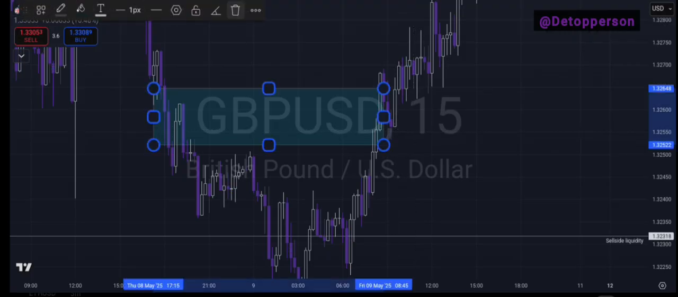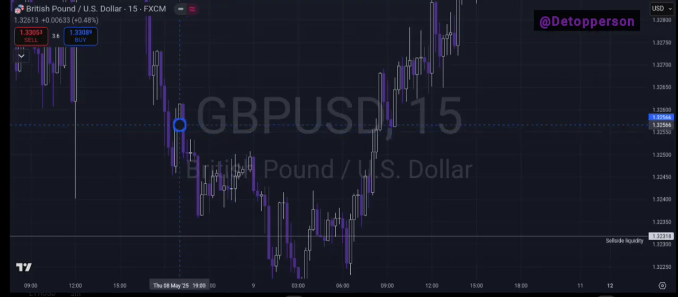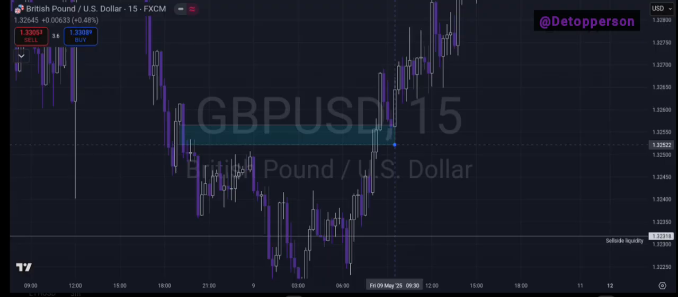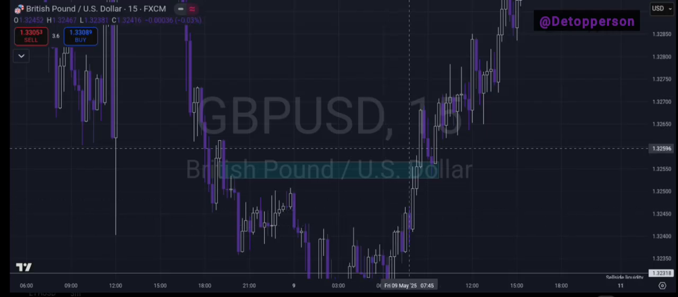Let me just delete this. We had this inverse fair value gap. Okay, so clean, like this was actually my entry. Okay, so clean, price expanded.